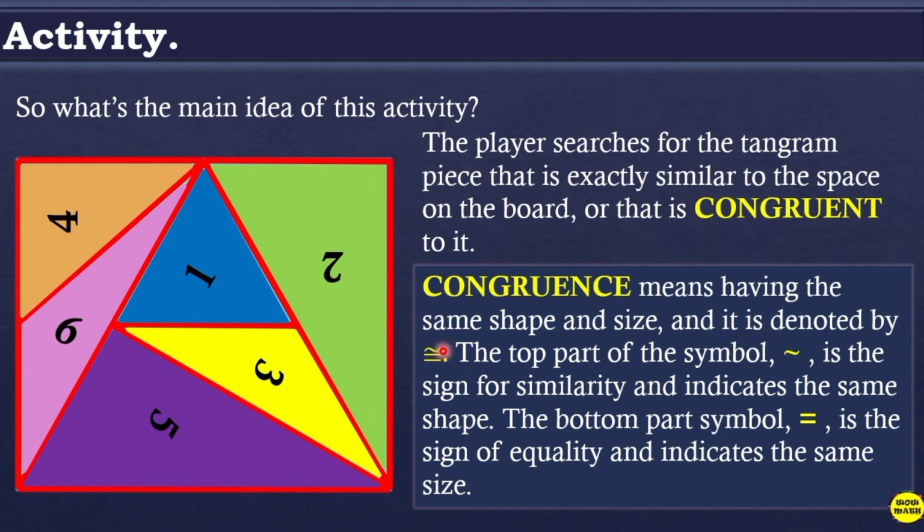Itong alon na to symbolizes similarity and indicates the same shape. While the bottom part, ito yung equal sign, it is the sign of equality. Ibig sabihin, same yung measures nila and indicates the same size. So, ang congruent po ay, similar ang shape, pareho ang size, equal sila. Yun po ang ibig sabihin ng congruent.